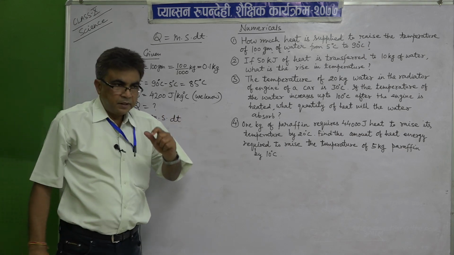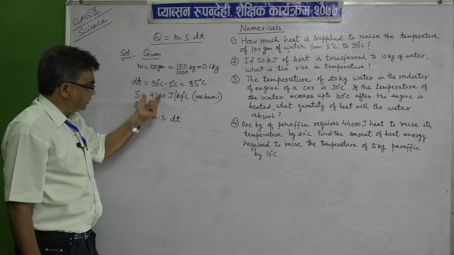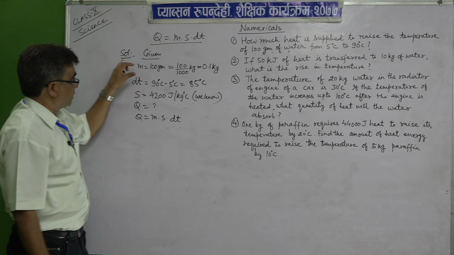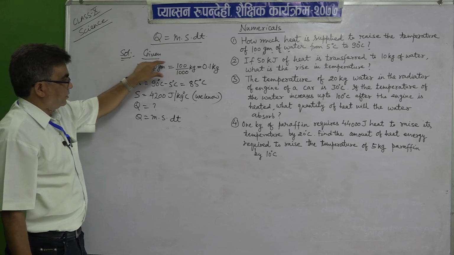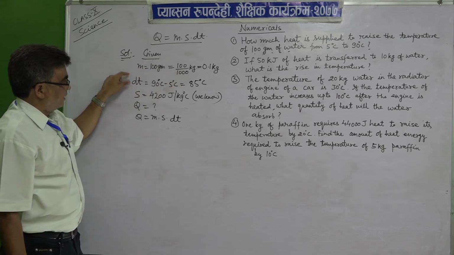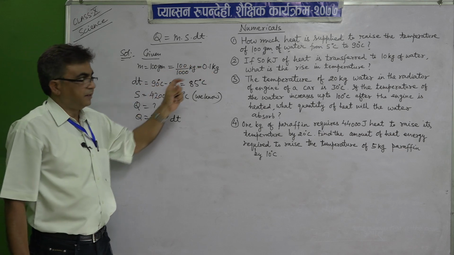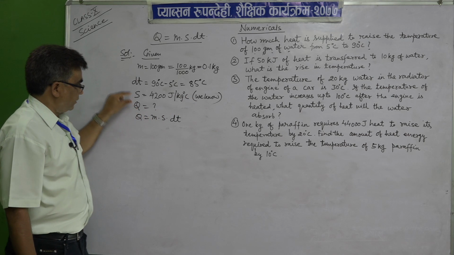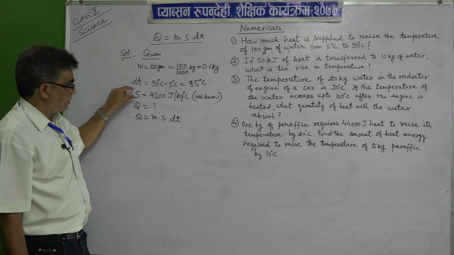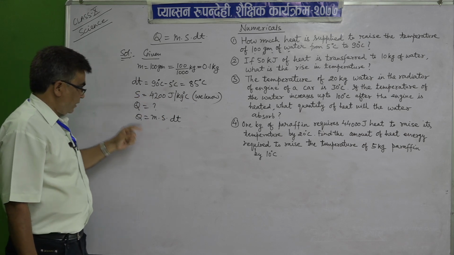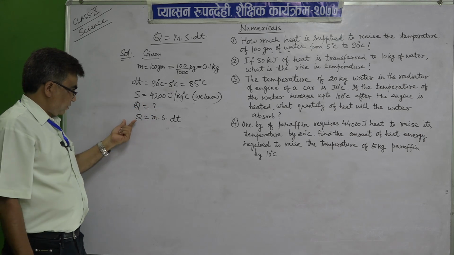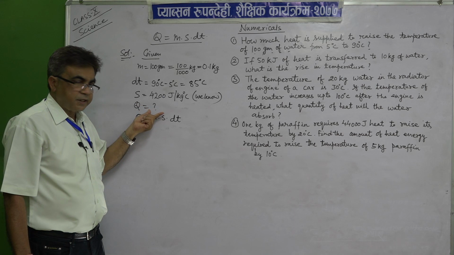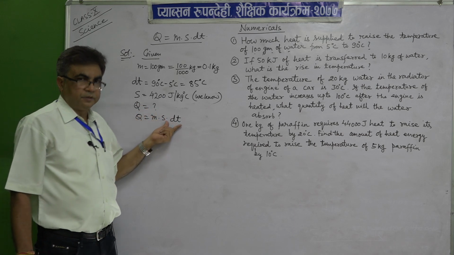Dear students, be careful. A lot of the language I am leaving out, you have to write yourself. Suppose the mass of water m equals this much, the initial temperature is 5 degree centigrade and the final is 90 degree centigrade, so the temperature difference is like this. We know the specific heat capacity of water is this much. This is asked. So here you have to write: from the heat equation, Q equals m into S into dt.